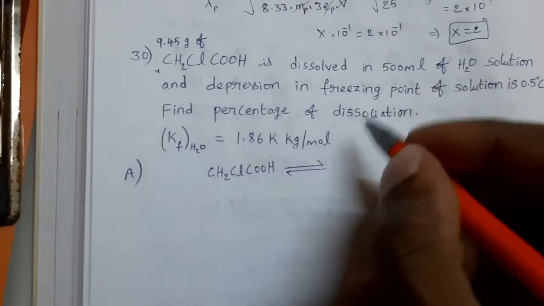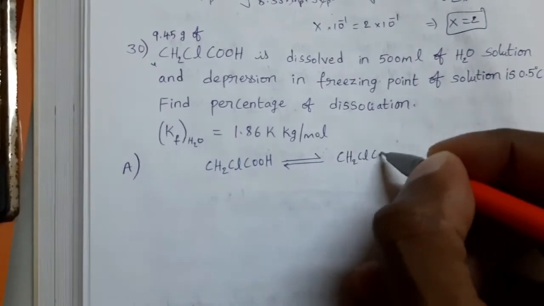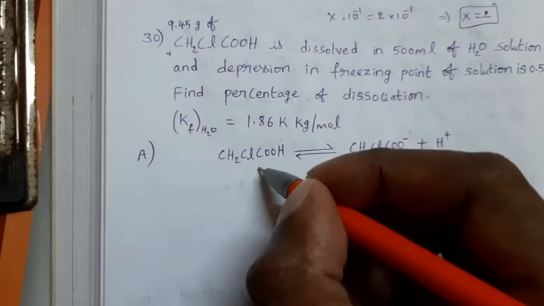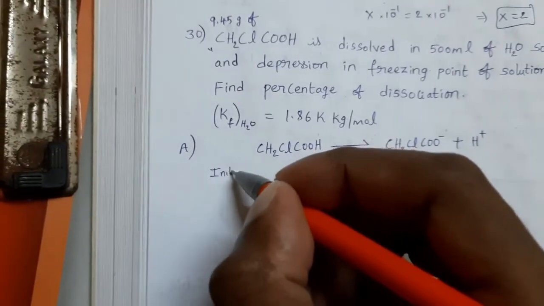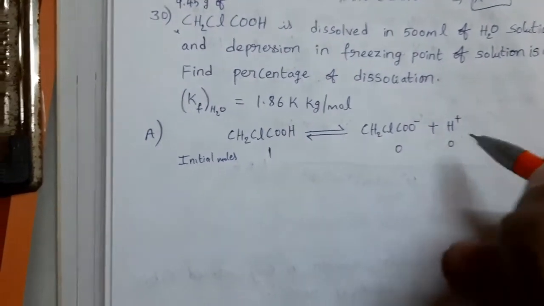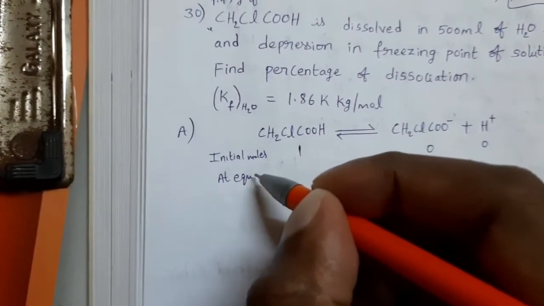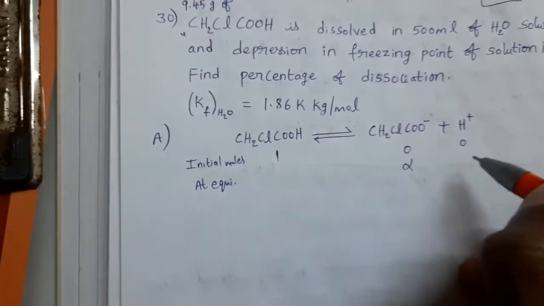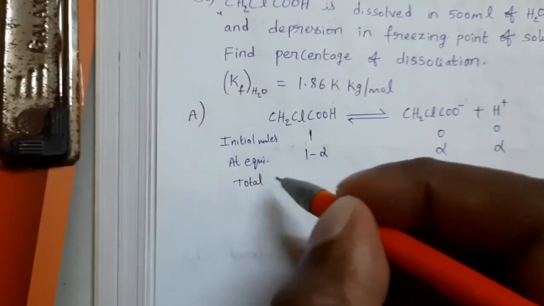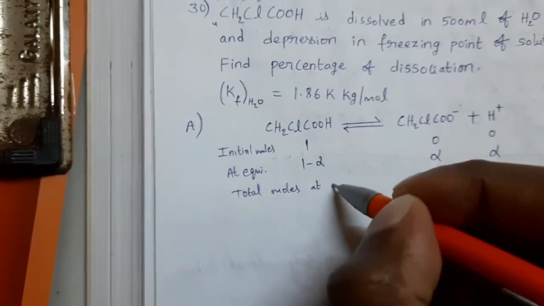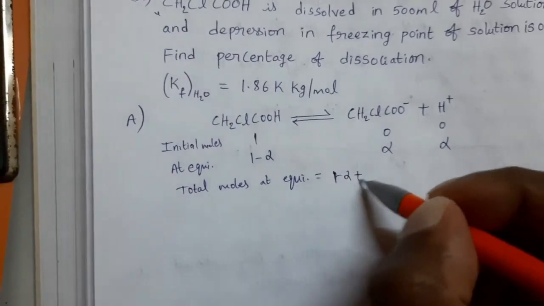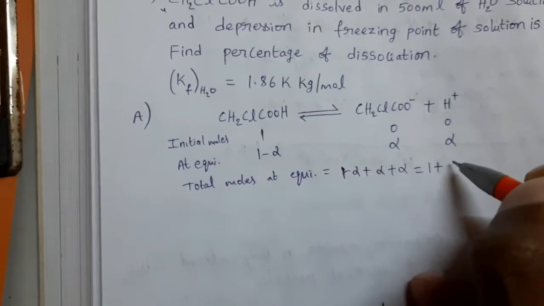Chloroacetic acid, alpha chloroacetic acid, undergoes ionization like this, and then we can get ions. Initial number of moles: let 1 mole be the initial reactant, and initially the ions are 0. At equilibrium, alpha moles are converted to these ions, so the same number of moles are decreased. Therefore total moles at equilibrium equal 1 minus alpha plus alpha plus alpha, that equals 1 plus alpha.